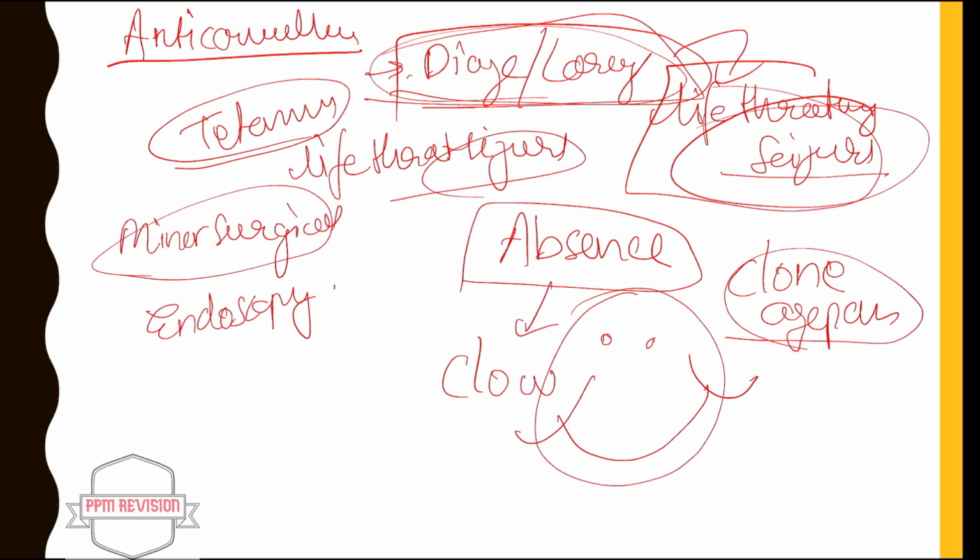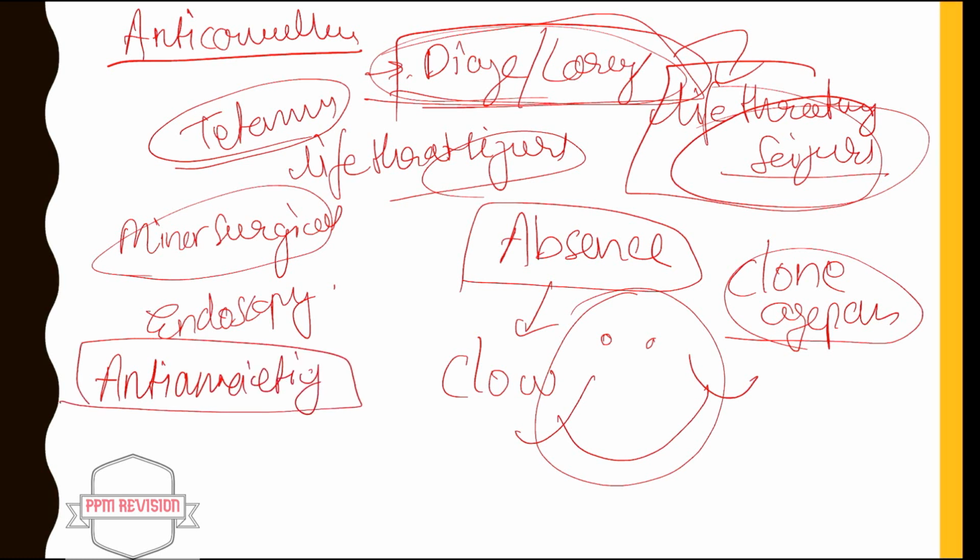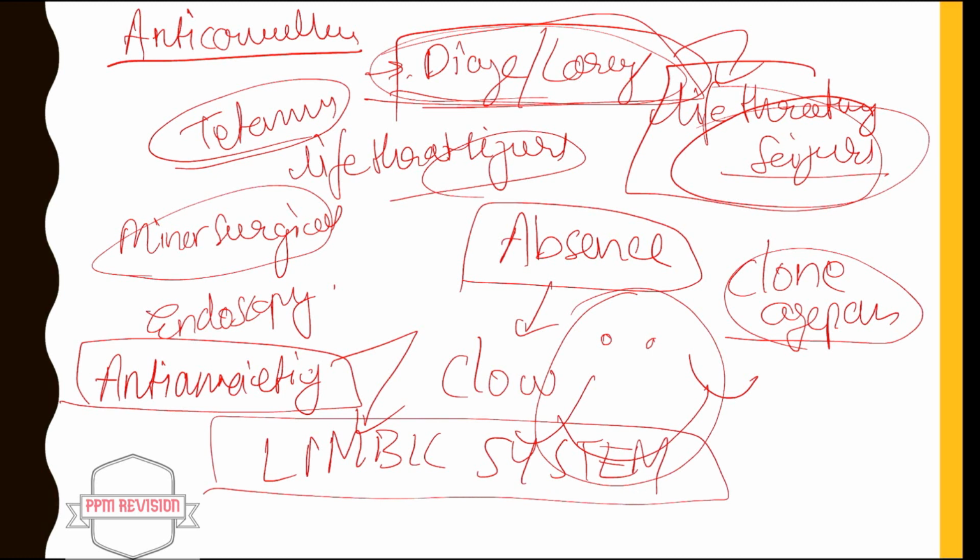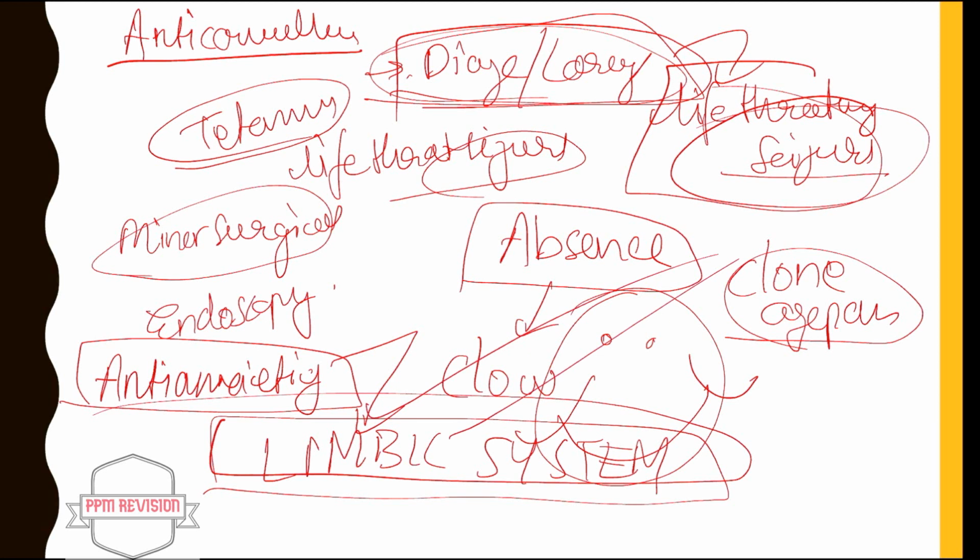So how does this act? In case of anti-anxiety, it is very important to know it acts directly on the limbic system. So in case suddenly I ask you to tell me something about the anti-anxiety effect of benzodiazepine, the first point that should click is they act on the limbic system. Yes, that's how you need to connect.